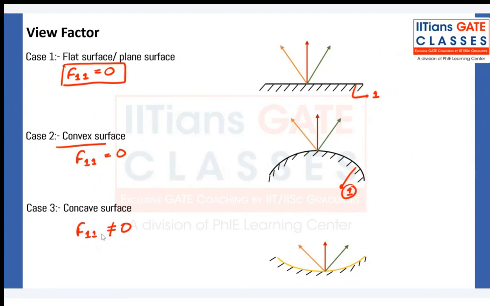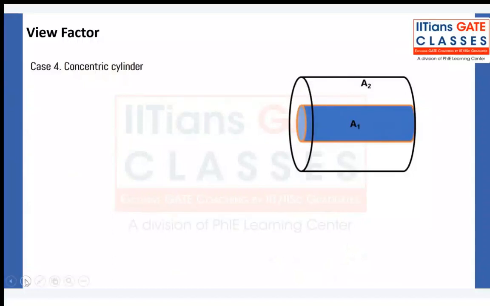Okay. If we have a concentric cylinder, and I say that is body 1 and the outer one is body 2, tell me, how much will be F11? There is one assumption that we make here. We assume a very long cylinder.